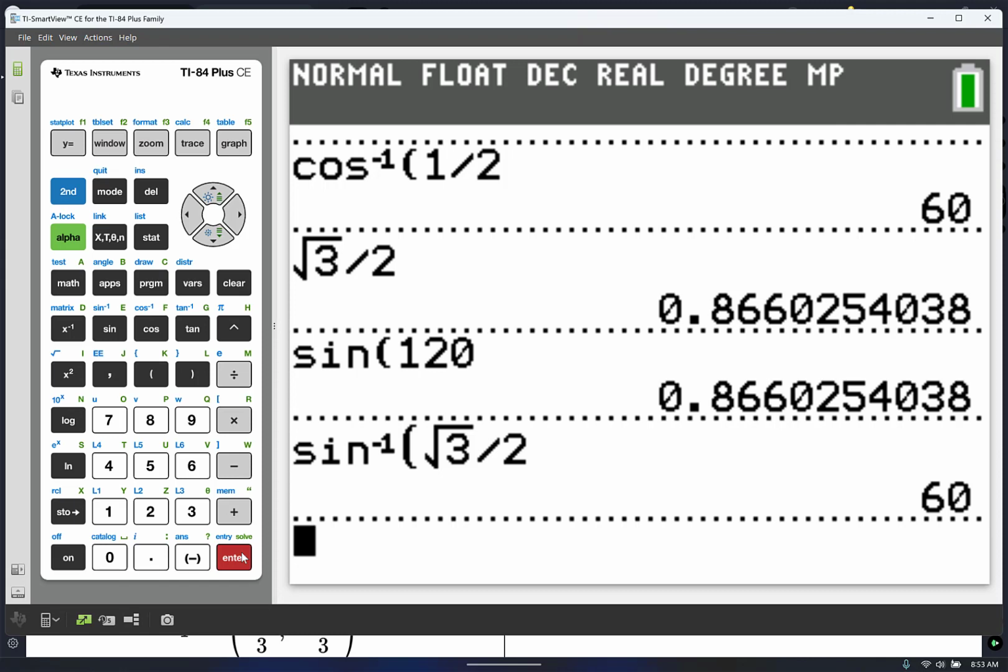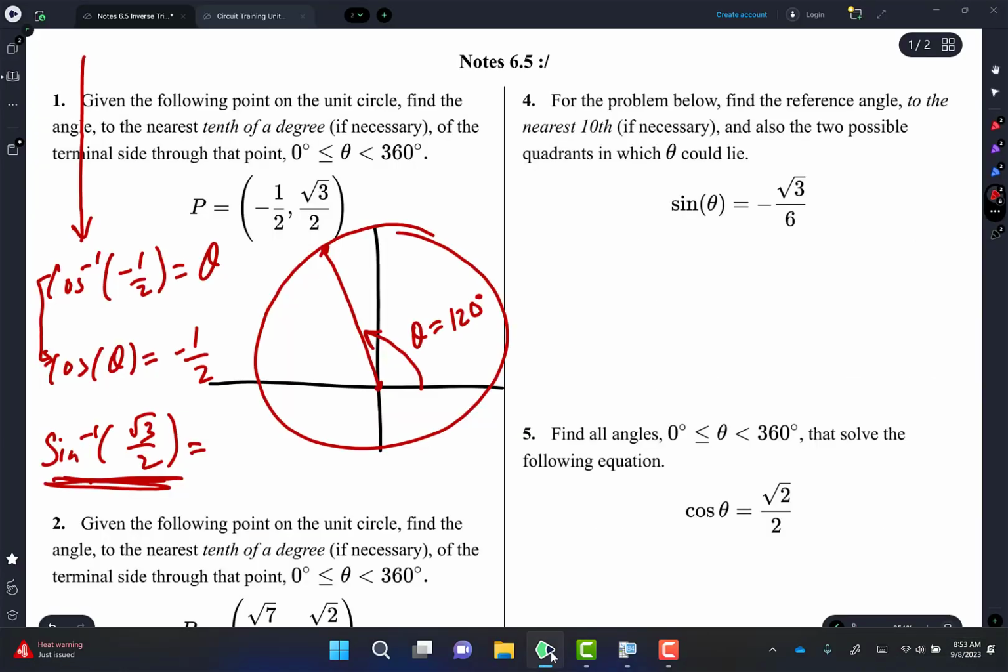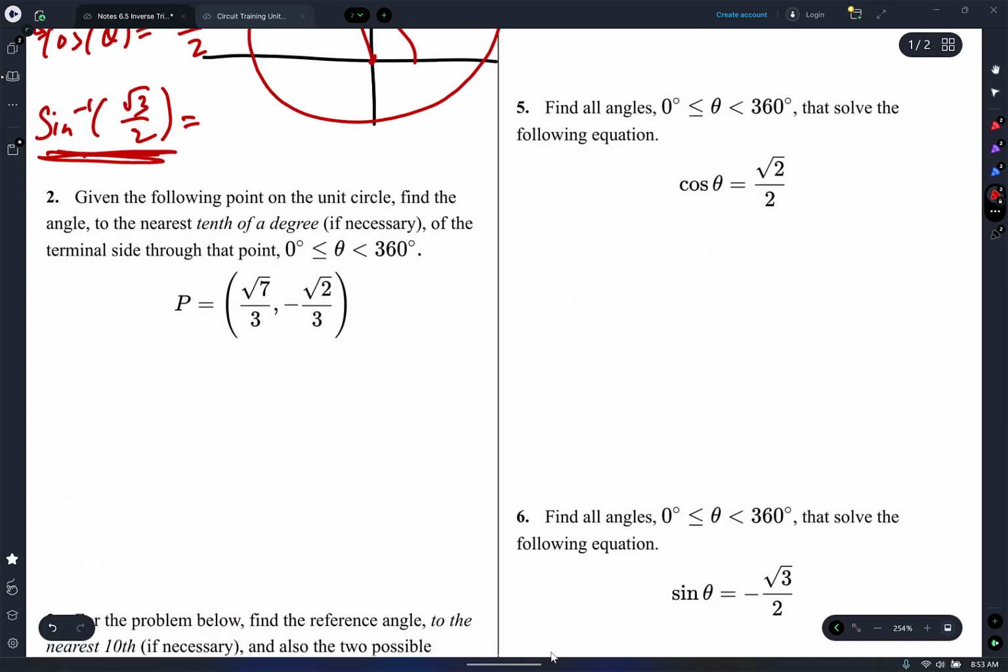So just remember, if you're in quadrant 2, this is my reference angle, 180 minus 60 will give you the 120. Does that make sense? Okay. And don't worry, we're going to talk about more problems. Look, there's more. There's another one right here. So here's how you tackle it.